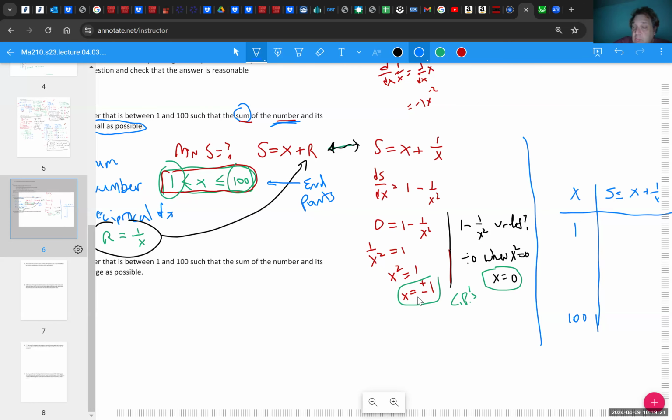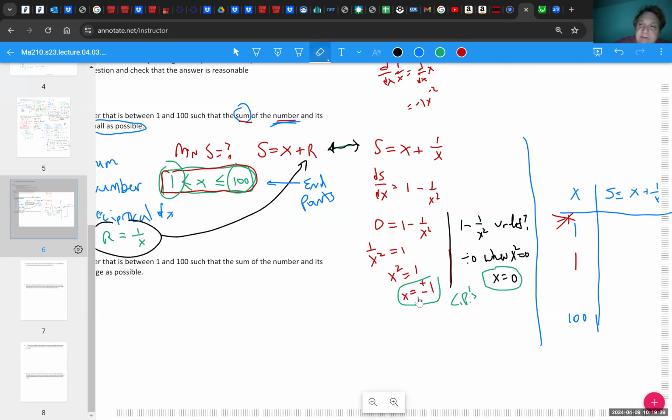So we got critical points. One critical point is -1, but -1 is not possible because it is not allowed. We can only go between 1 and 100. We do have 1, so that's listed again. I'll list it again. That's our critical point. And we also have 0. 0 is a critical point.